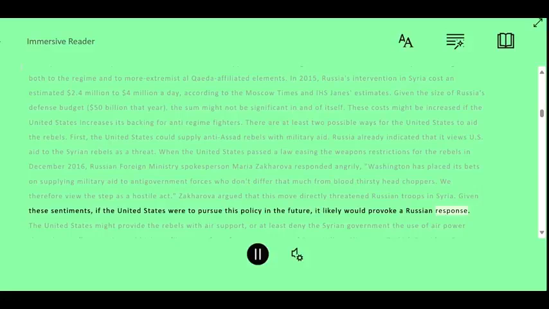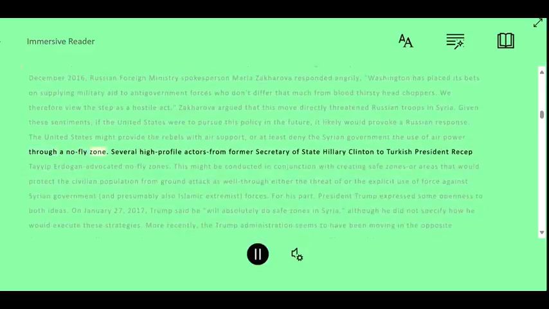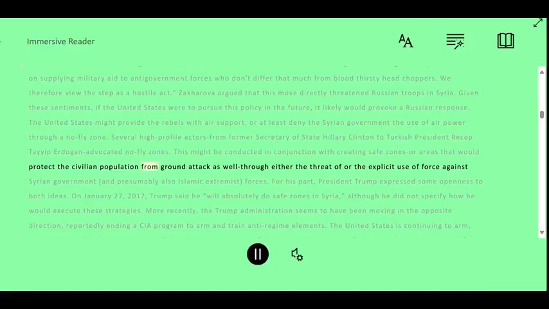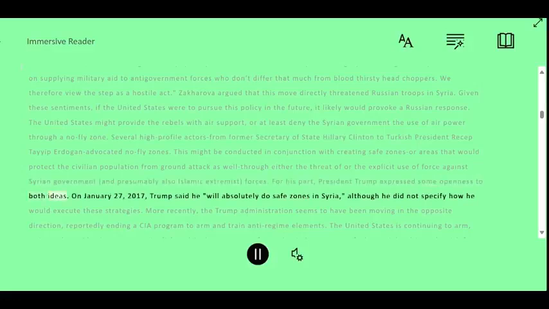Russian response. The United States might provide the rebels with air support, or at least deny the Syrian government the use of air power through a no-fly zone. Several high-profile actors, from former Secretary of State Hillary Clinton to Turkish President Recep Tayyip Erdogan, advocated no-fly zones. This might be conducted in conjunction with creating safe zones, or areas that would protect the civilian population from ground attack as well, through either the threat of or the explicit use of force against Syrian government and presumably also Islamic extremist forces. For his part, President Trump expressed some openness to both ideas.